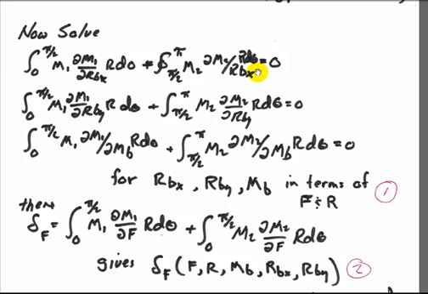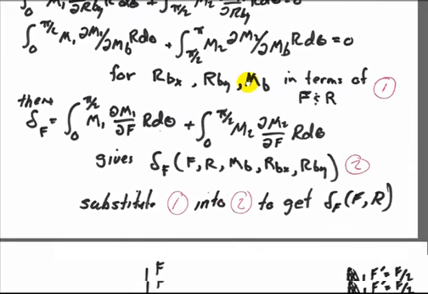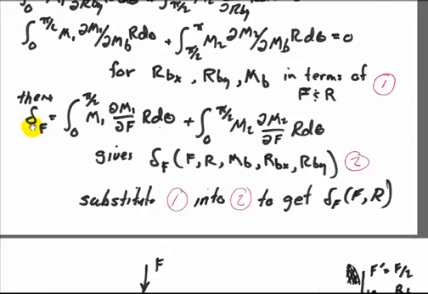Once I've set my 3 deflection equations equal to 0 and solve for my 3 unknown reactions, then I can take my energy equation again, but now solve for the deflection at point F. I've still got to integrate over the entire structure, but now I'm going to use partials of M1 and M2 with respect to the applied load F. I put the partial of M1 with respect to F right here. I put the partial of M2 with respect to the applied load F right there.